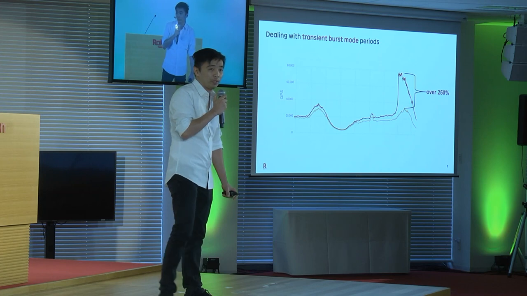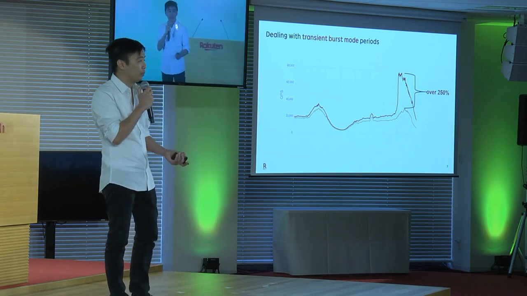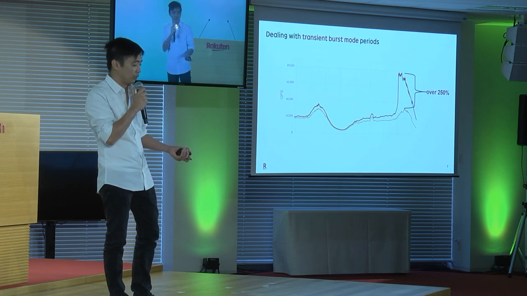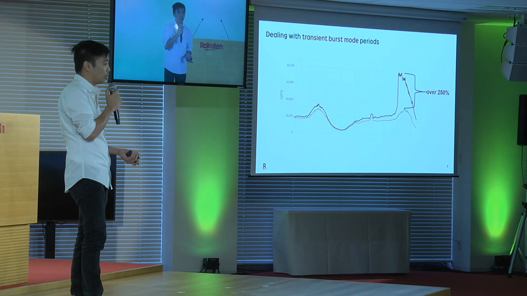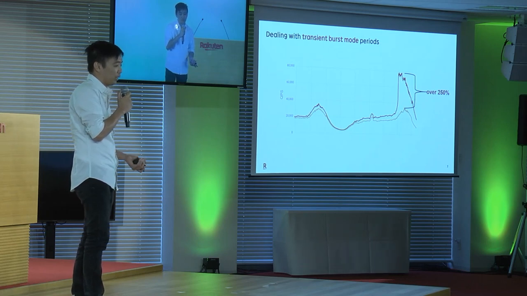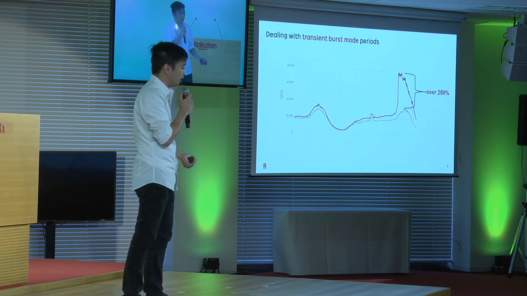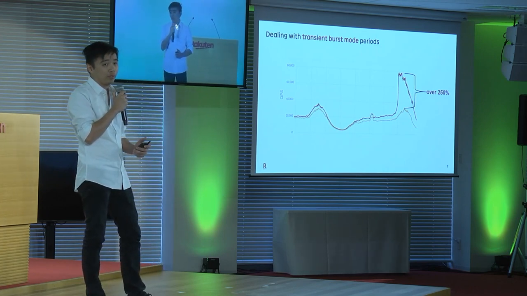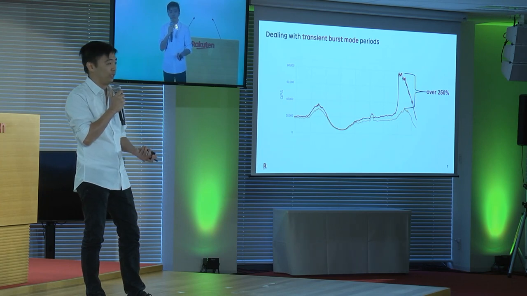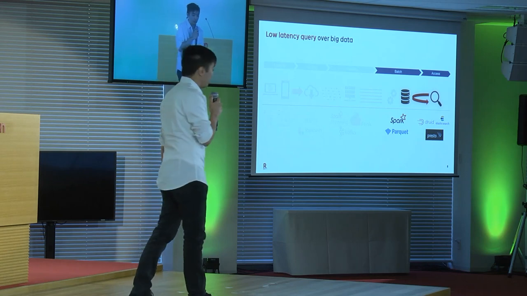So this is a very big challenge to us, and maybe to almost all data pipeline builders around the world. Because we need to project the traffic not only for the regular one, but also for the sudden spikes caused by new events or new applications being introduced. Because if we don't do that, we might have delays in processing or data loss. The next one is low latency query over big data.